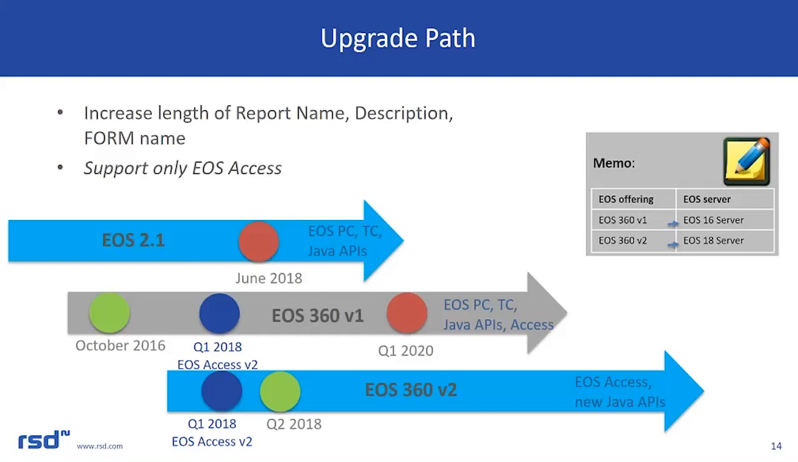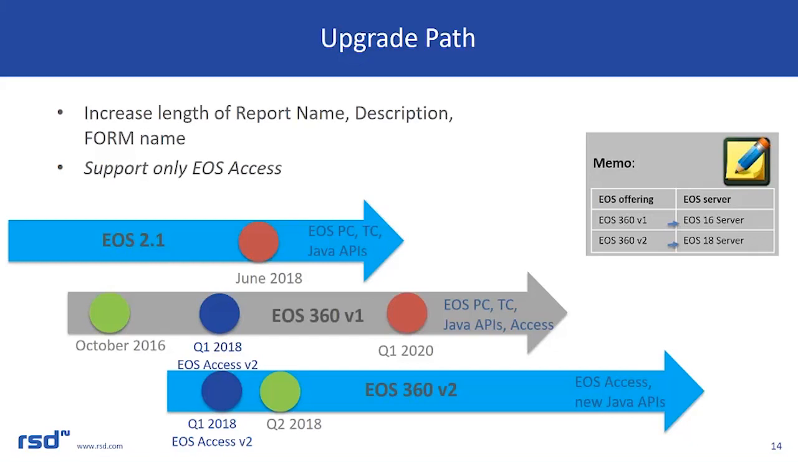Here is where we at RSD feel is the best upgrade path that allows your user community the ability to use the old protocols, the thin client, PC, for example, and at the same time test the new EOS Access version 1. It's also what we at RSD feel is the best way for you to make that step forward in upgrading from 2.1 to 360.